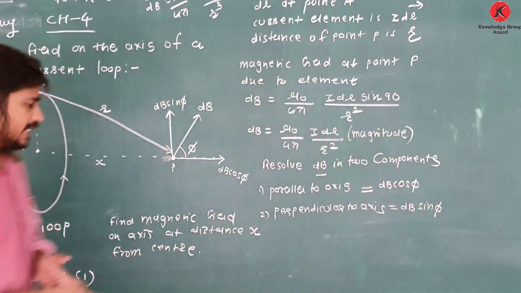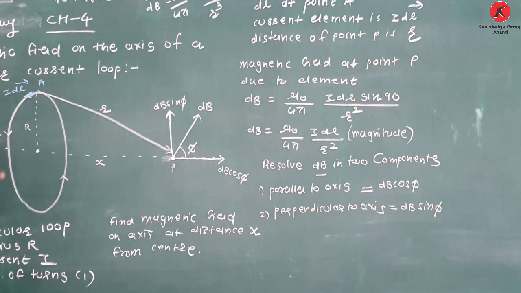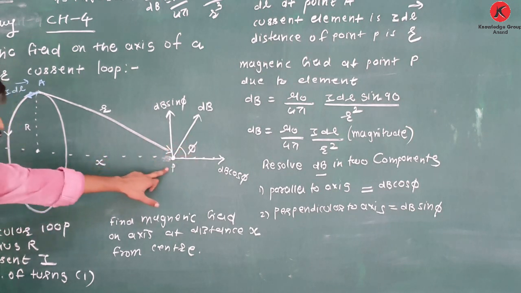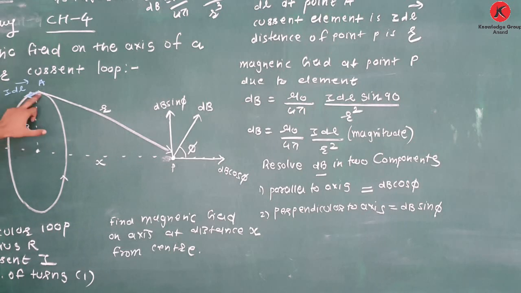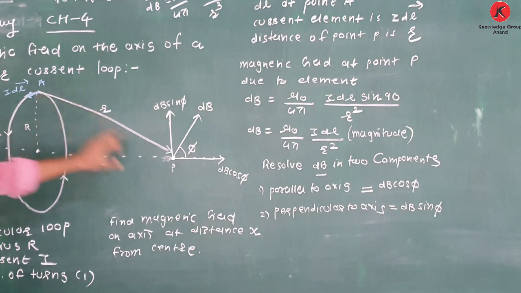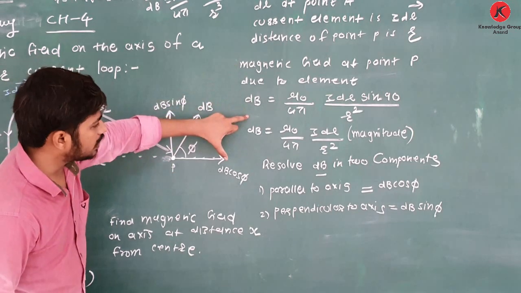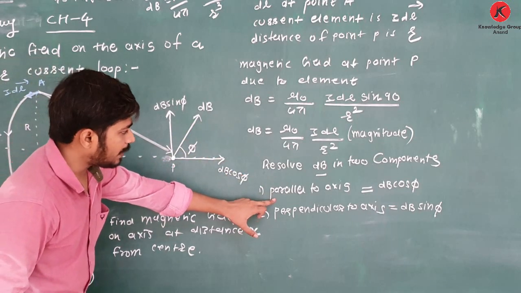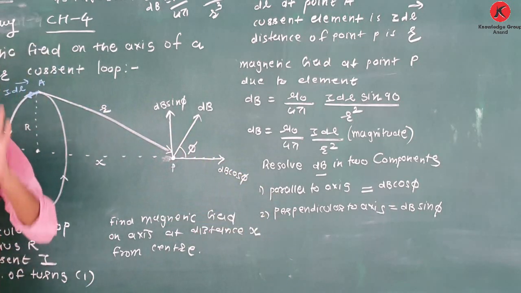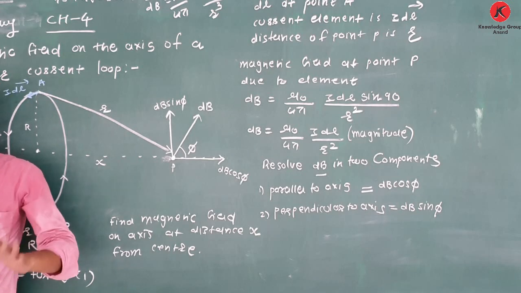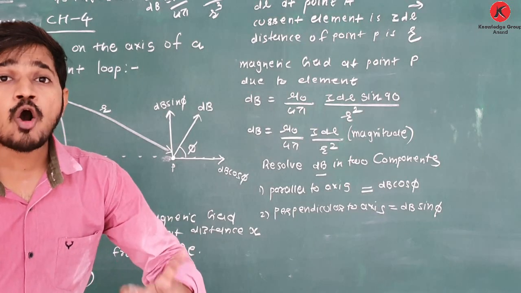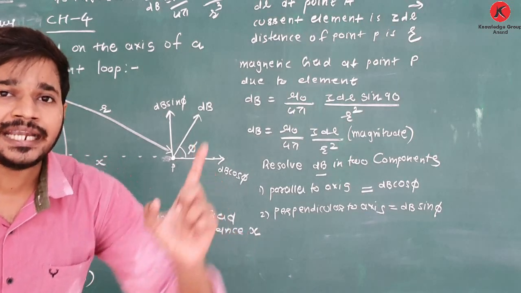Clear about this? Again, one circular ring carrying current I, radius r, axis at distance x, at point P, you have to find the magnetic field. Take point A, current element I dl, distance r from this element, magnetic field dB, its direction as shown. Resolve dB in two components, parallel to the axis and perpendicular to the axis. Clear about this?